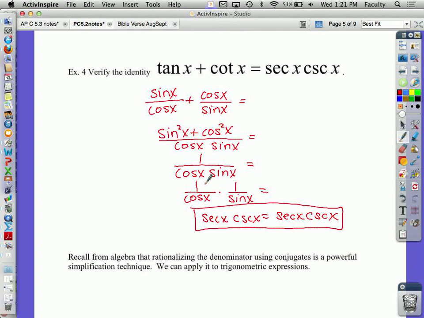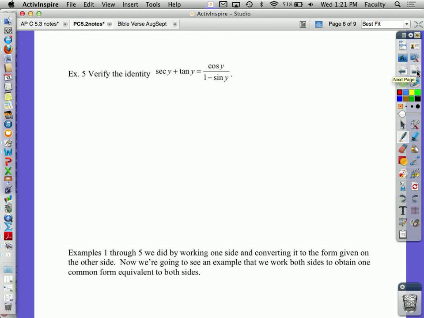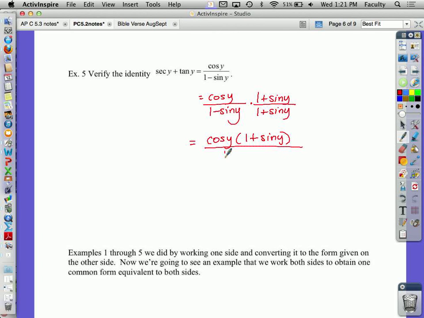Alright, it says, recall from algebra that rationalizing the denominator using conjugates is a powerful simplification technique. We can apply it to trigonometric expressions, which we already saw. So, on the right side, I'm going to multiply by the conjugate of the denominator, and you are allowed to multiply by the conjugate of the numerator when you need to. Now leave your numerator factored because it's our hope that something will cancel with the denominator.